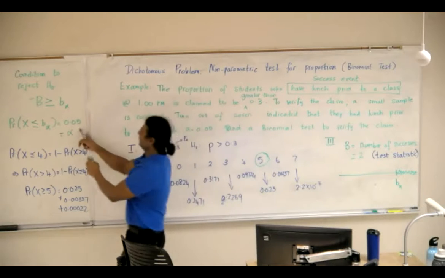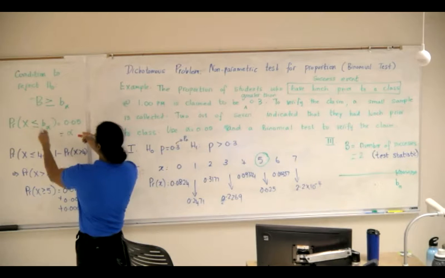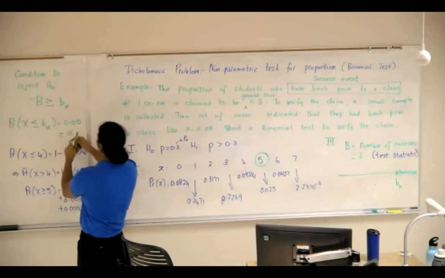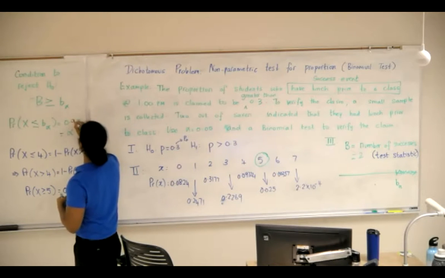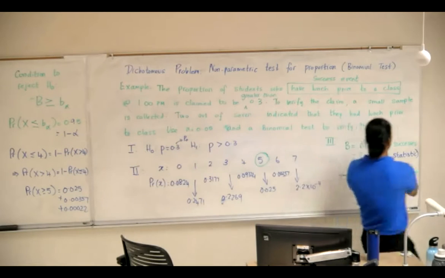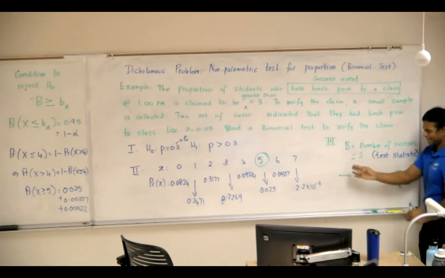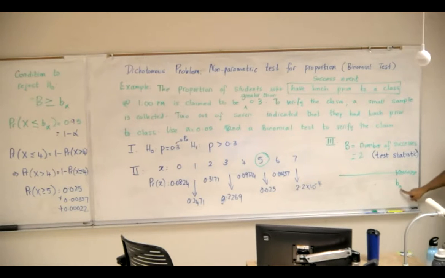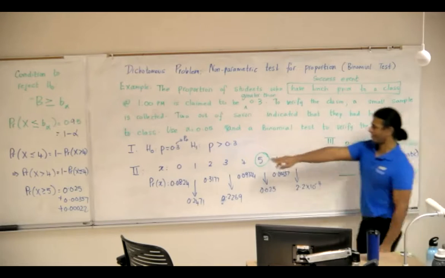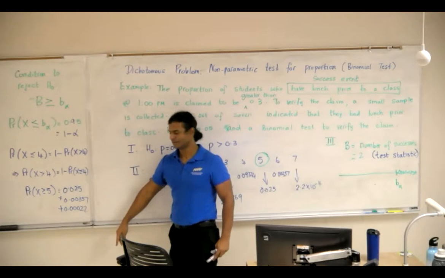Oh, I forgot to subtract when I flipped the greater than to less than. So it should be 1 minus alpha. That will be 0.95. My bad. Because if 5% is on this side, 95% must lie that side. So B sub alpha corresponds to that probability. If you add all of them, what do we get?